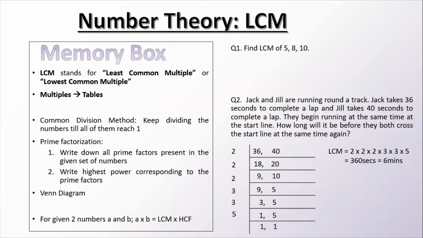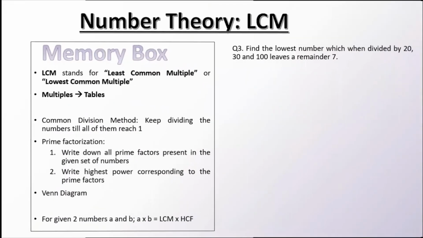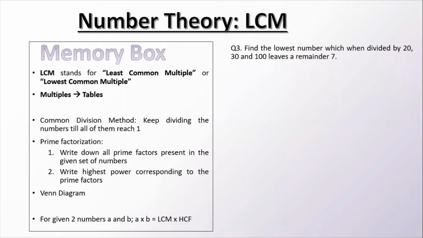Let us solve a few more questions on LCM using different methods. Find the lowest number which when divided by 20, 30 and 100 leaves a remainder of 7. To solve this question, all we need to do is find the LCM of 20, 30 and 100 and add 7 to it. In order to calculate the LCM of 20, 30 and 100, I'll be using the prime factorization method.